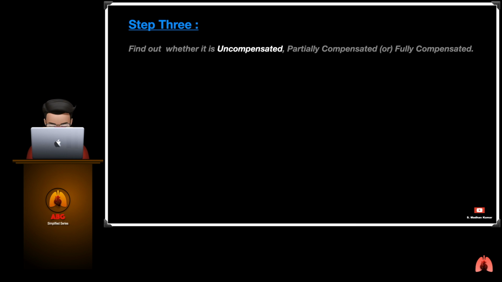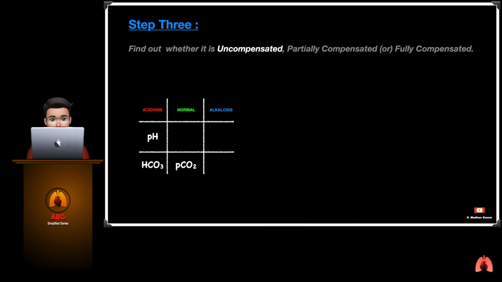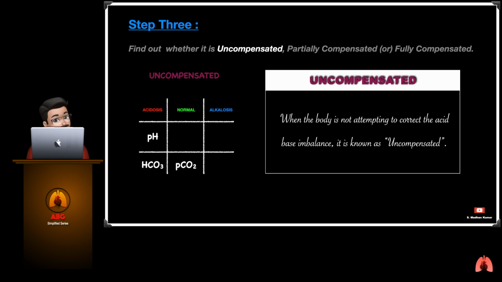And as the final third step, we need to determine the compensation. If PCO2 or HCO3 is normal and the pH value is abnormal, it is called uncompensated. That means the body is not attempting to correct the acid-base imbalance. As you can see, pH is abnormal, PCO2 is in the normal range.